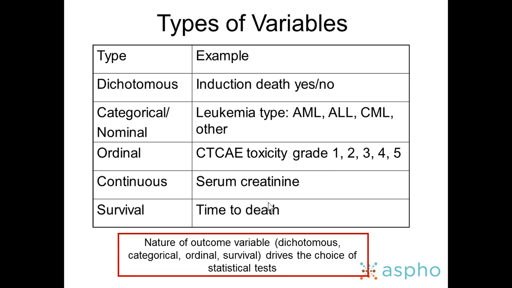Continuous outcomes you're going to be used to, like serum creatinine, age, weight, BMI. And then survival is just time to an event. It could be any event. It doesn't have to be time to death. It could be time to first job. It could be time to first marriage. It could be time to anything. So what the board wants you to know is that the nature of the outcome variable, so dichotomous, categorical, ordinal, or survival, drives the choice of statistical tests, and we're going to come back to that in a couple of slides.